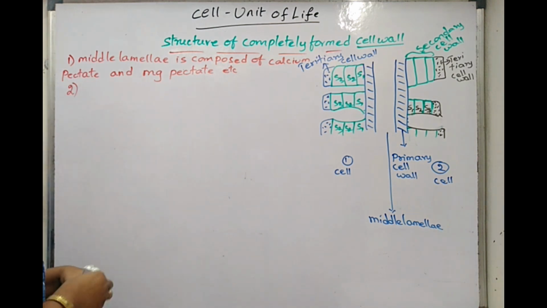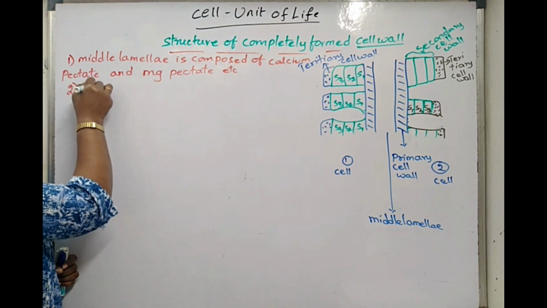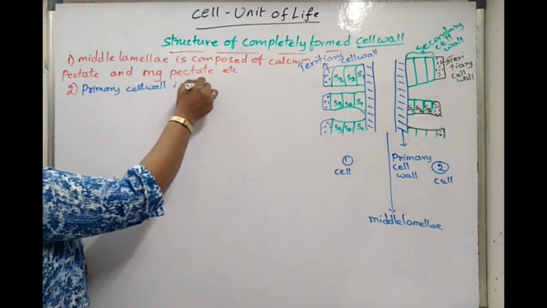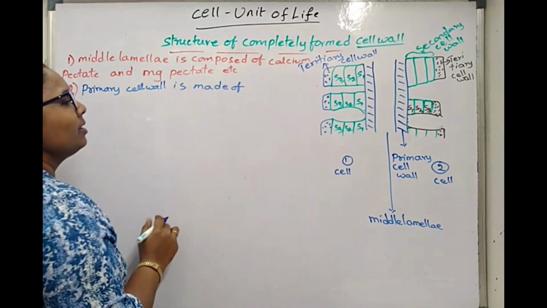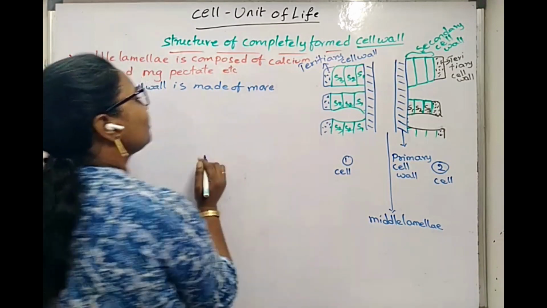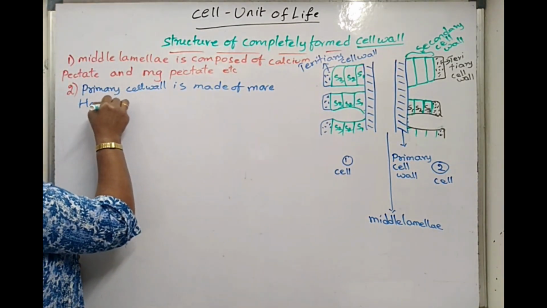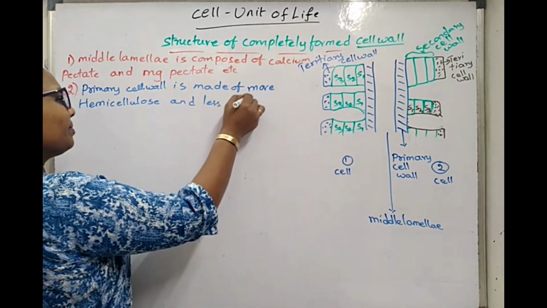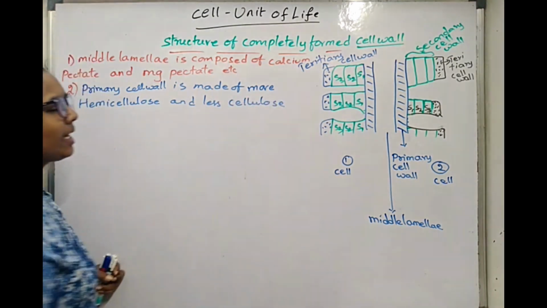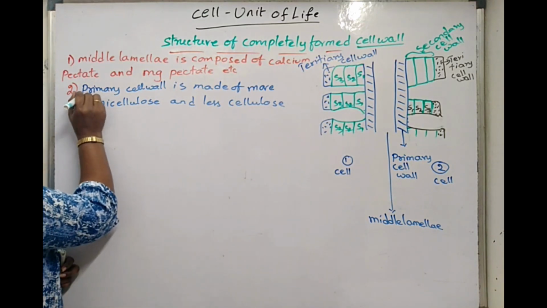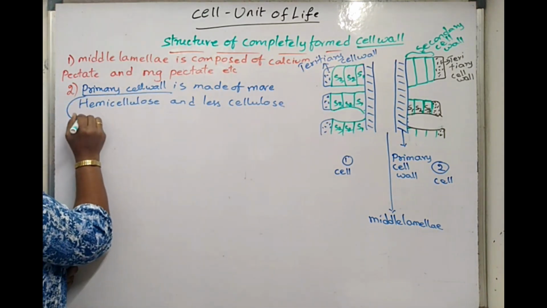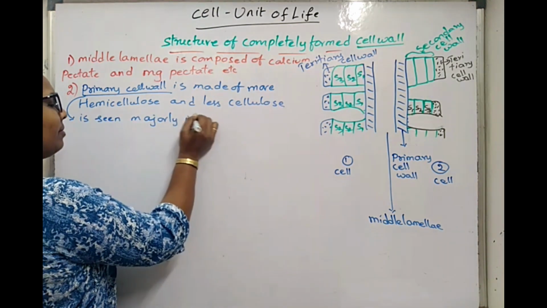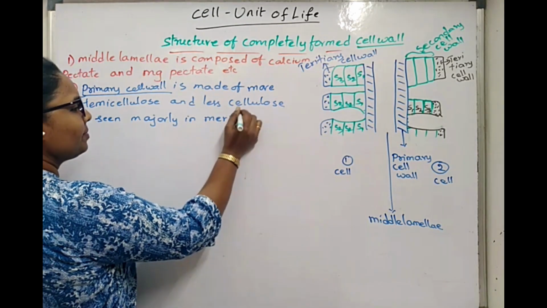Second one, the primary cell wall. It is made of more hemicellulose and less cellulose. We can say this is a characteristic feature of meristematic cells. It is seen majorly in meristematic cells.